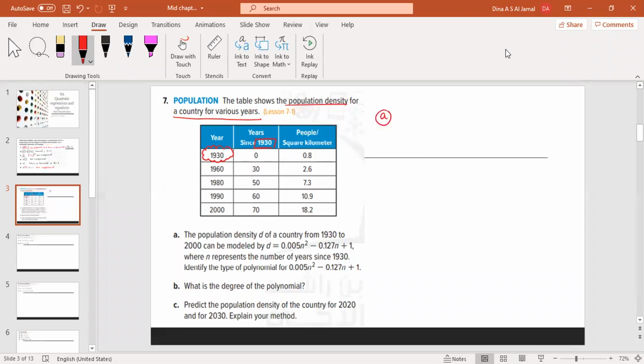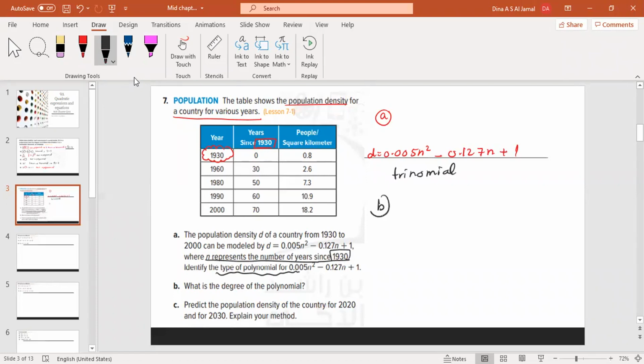So he gave you the population density to be modeled by D is equal to 0.005 n square minus 0.127n plus 1. And this will be representing your n to be the number of years since 1930. So pay attention to this. So he would like you to determine what is the type of the polynomial here. So you are having three terms. That means it is a trinomial. Easy. Let's go to B.